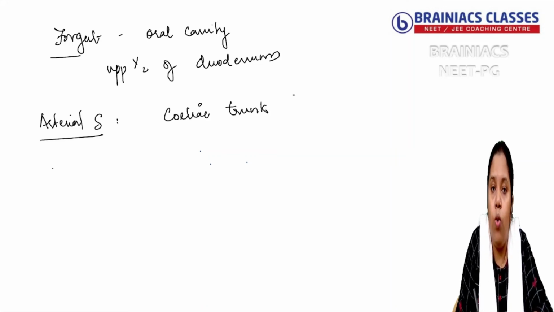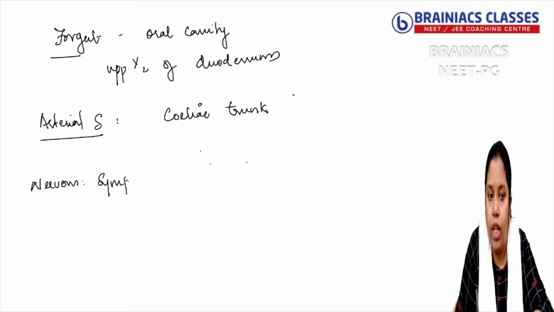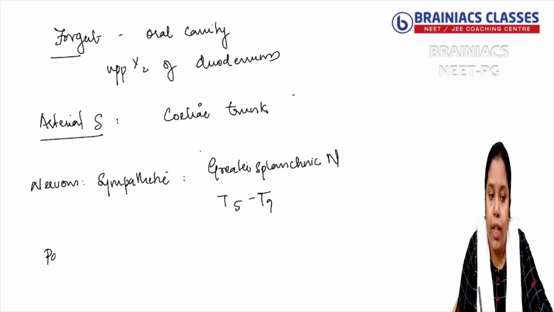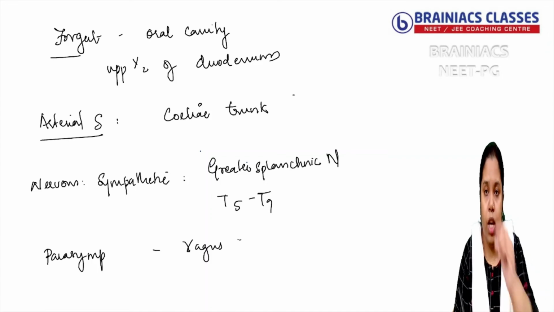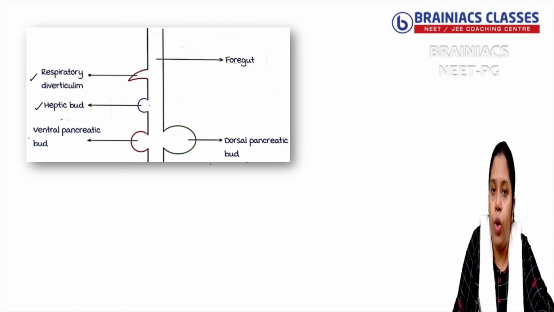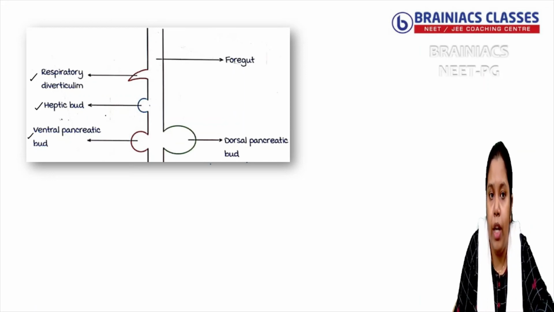Now, what is the nervous supply? The sympathetic nervous supply is the greater splanchnic nerve, from T5 to T9. The parasympathetic is by the vagus nerve. This is about the foregut. Now this is the foregut tube, which has the respiratory epithelium, the hepatic bud, and the pancreatic buds, dorsal and ventral.